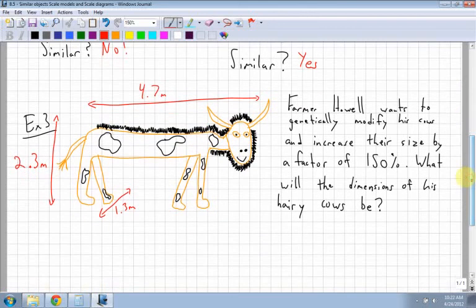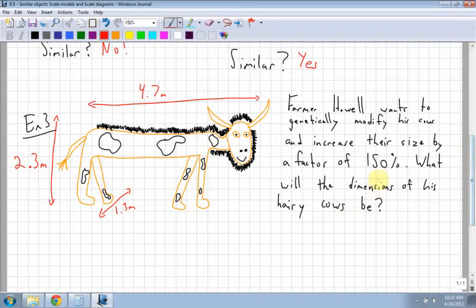Here we got Farmer Howell, with hairy cows, crazy hairy cows. When my wife and I went to Scotland, we actually saw some hairy cows. They look totally different than our cows. It's kind of fun. So Farmer Howell wants to genetically modify his cows and increase their size by a factor of 150%. Why would I want to do that? More beef, right? What will the dimensions of his hairy cows be?